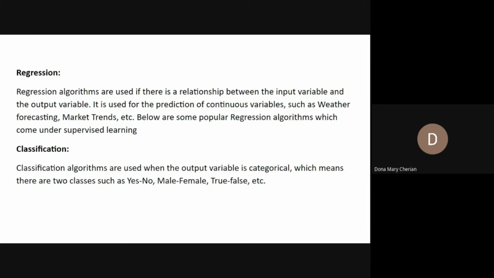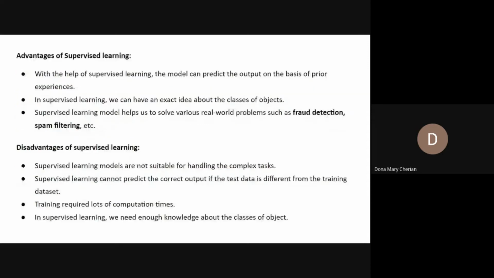The next one is classification. Classification algorithms are used when the output variable is categorical, which means there are two classes such as yes or no, male or female, true or false, or any binary classes. Some examples are random forest, decision trees, logistic regression, support vector machines, etc.